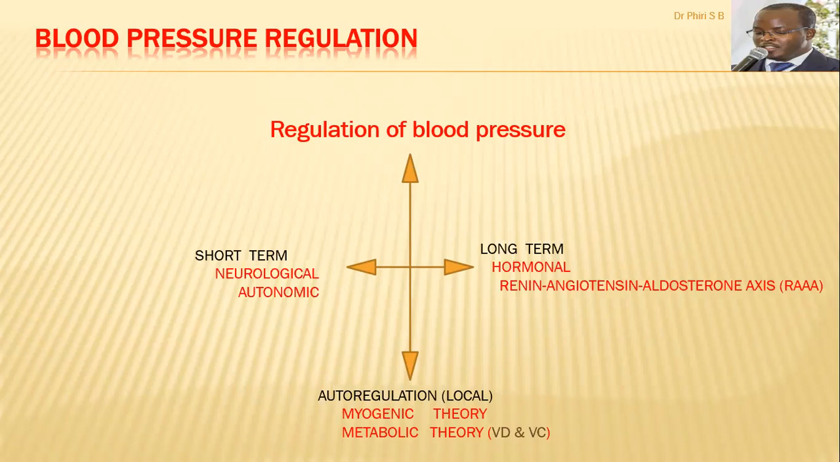Then you also have metabolic. You're talking of metabolites that can accumulate in these tissues. Some of these metabolites will act as vasodilators. So once there is accumulation of metabolites, they will result in dilatation of blood vessels. So we have autoregulation. This autoregulation or local regulation of blood pressure is mainly regulating the blood flow to the organs.